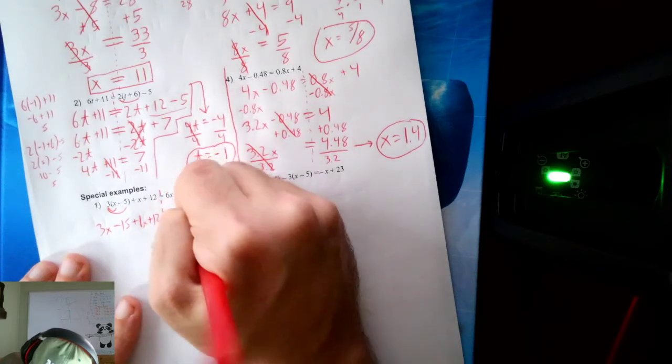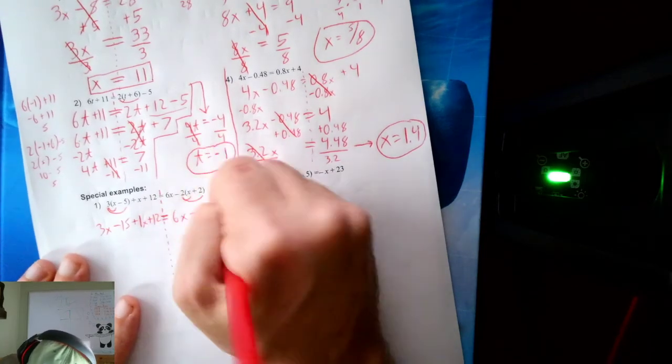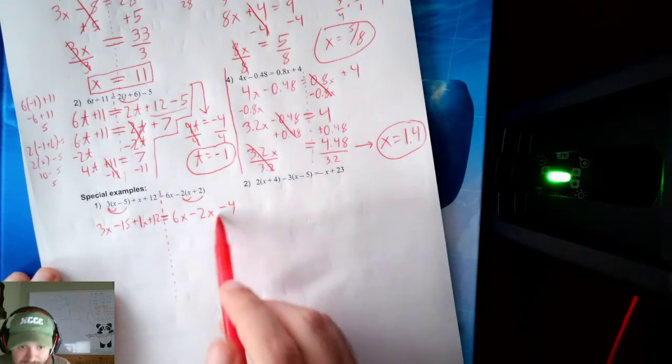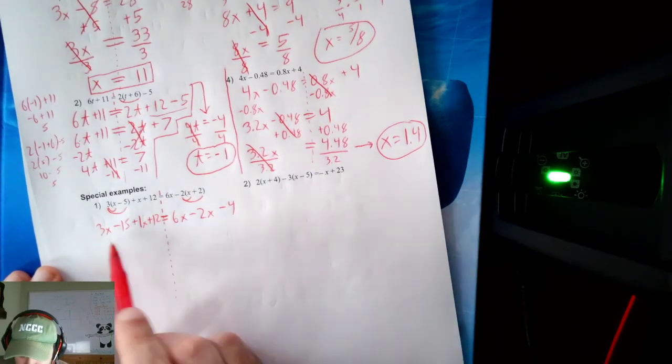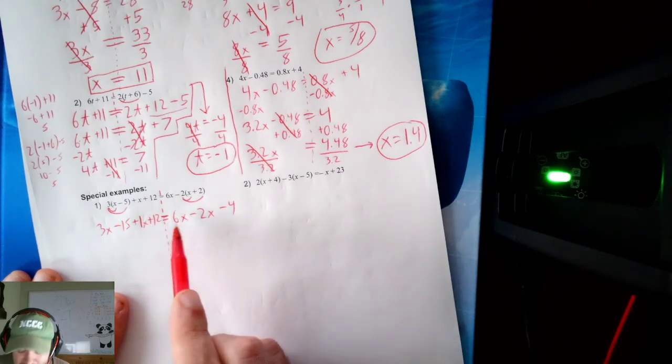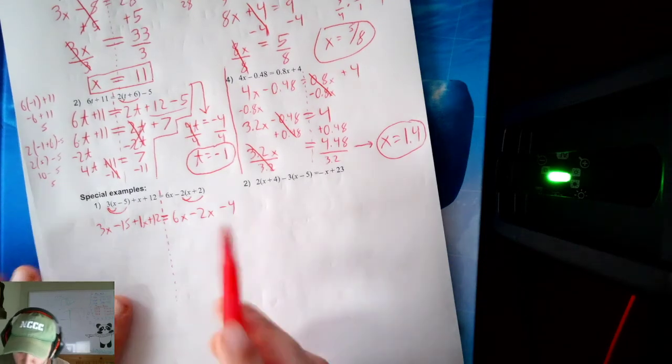6x, distribute the negative 2, gives me negative 2x minus 4, right? Got to be careful, minus and plus make a minus, right? So I got 3x minus 15 plus 1x plus 12 equals 6x minus 2x minus 4.